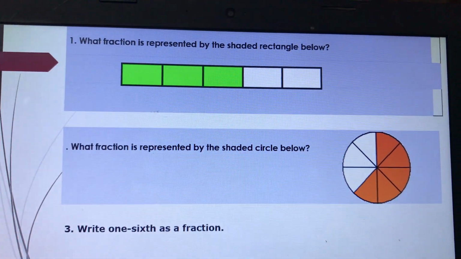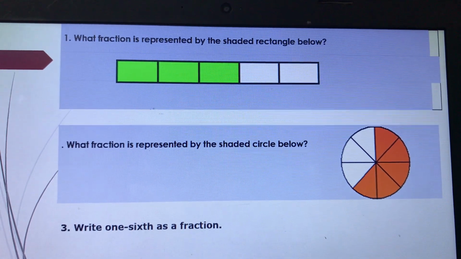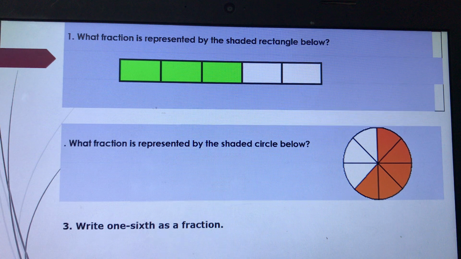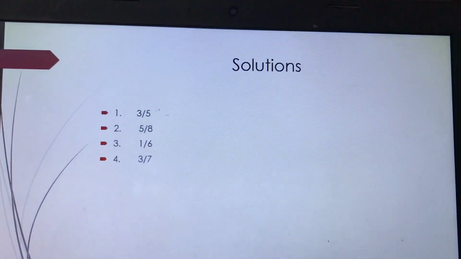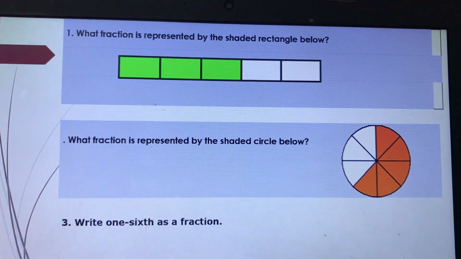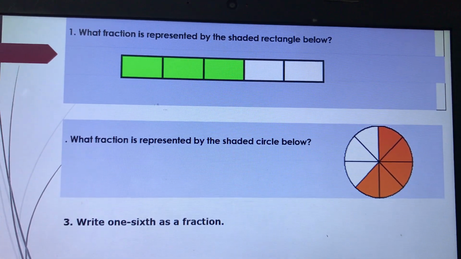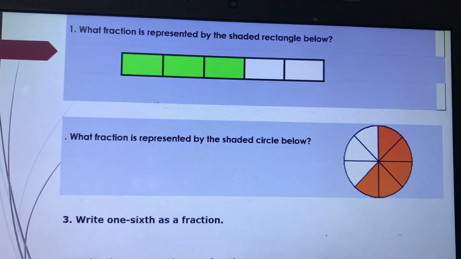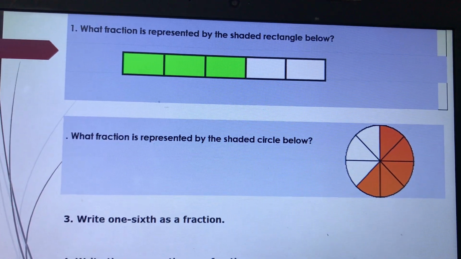Now, what fraction is represented by the shaded rectangle below? We have 3 parts out of 5 shaded, so the answer will be 3/5 for the first. Next, for the second, what fraction is represented by the shaded circle below? Again we have 8 parts here, out of which 5 are shaded, so the answer is 5/8.